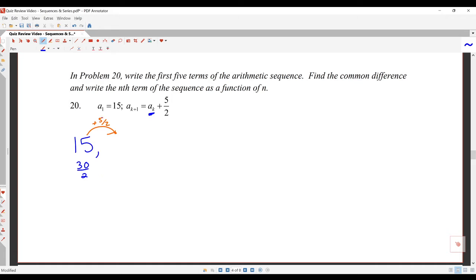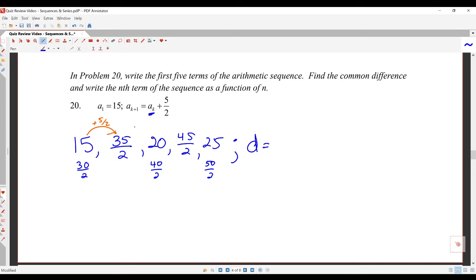is 15. Now when I want to add 5 over 2, that's not a problem because I get 35 over 2. When I add 5 over 2 more, I get 40 over 2, which is 20. Add 5 more gives me 45 over 2. Add 5 more gives me 50 over 2, which is 25. So they're the first 5 terms.